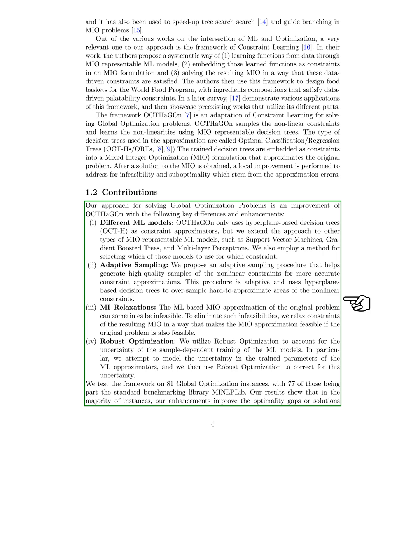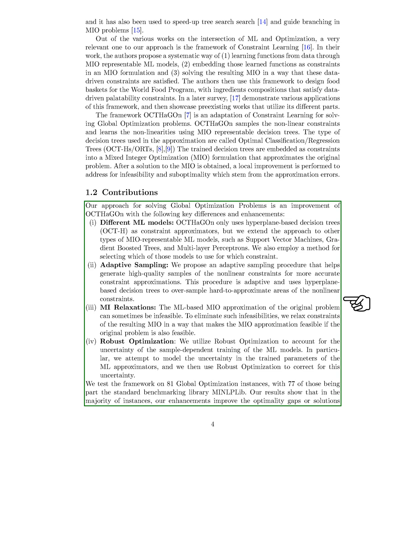We've expanded the types of machine learning models used as constraint approximators to include support vector machines, gradient-boosted trees, and multi-layer perceptrons. We've also developed a method for choosing which model to use for each constraint. We've introduced an adaptive sampling procedure that generates high-quality samples of the nonlinear constraints for more accurate constraint approximations. This procedure uses decision trees to oversample areas of the nonlinear constraints that are difficult to approximate.